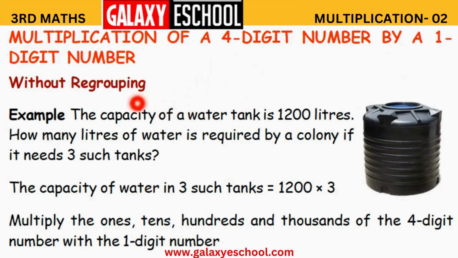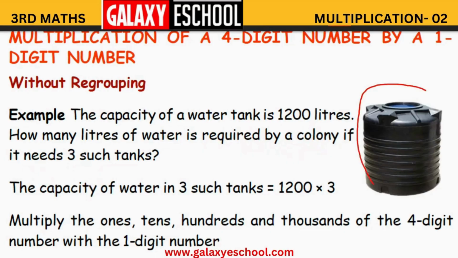First let us learn how to multiply without regrouping. Without regrouping means there is no need of borrowing here. No carry forward of numbers takes place. Example, the capacity of a water tank is 1200 liters. How many liters of water is required by a colony if it needs 3 such tanks? Are you able to see the water tank here children? What is its capacity? 1200 liters.